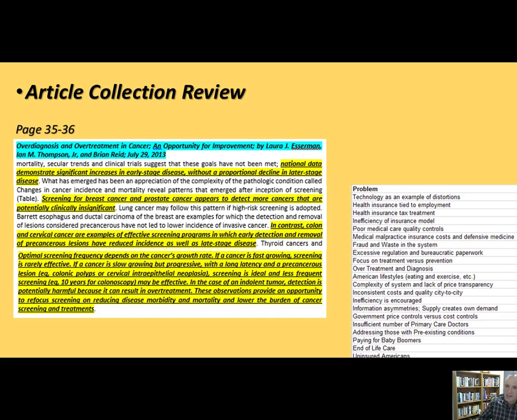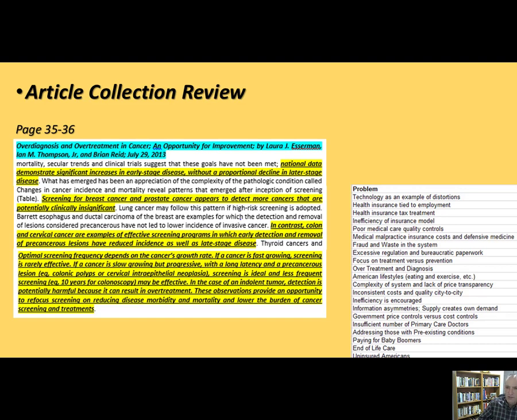And yet you look at the end result and no, we're not. All this huge increase in the number of people diagnosed with cancer early, they're getting caught early, and we're not seeing an improvement in mortality for those cancers. Optimal screening frequency depends on the cancer's growth rate. If a cancer is fast-moving, fast-growing, screening is rarely effective. That's what I was talking about earlier. Even if you screen, the cancer is going to move so fast it doesn't matter.